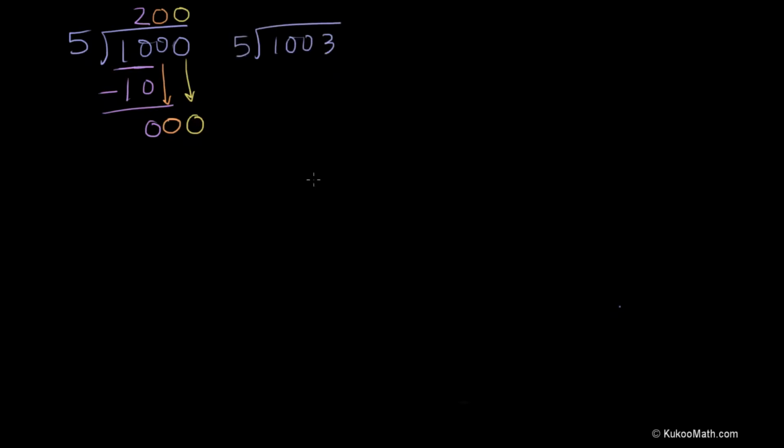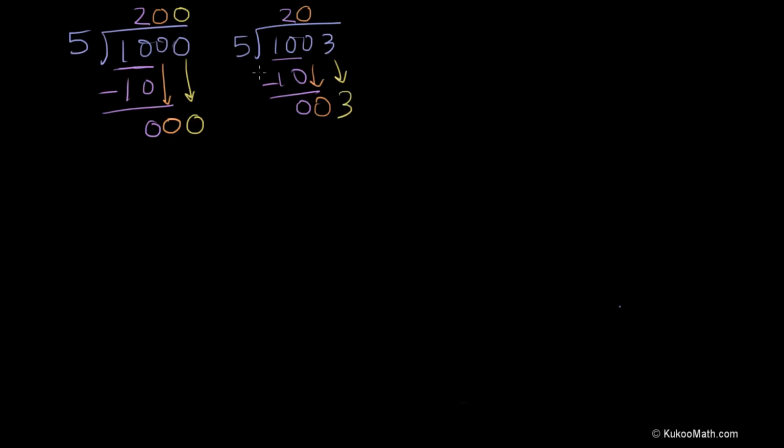1,003 divided by 5. First we look at 10. 10 divided by 5 is equal to 2. When we subtract, we get 0. Then we bring down the next digit, 0. 0 divided by 5 is still 0. Then we bring down the last digit, 3.